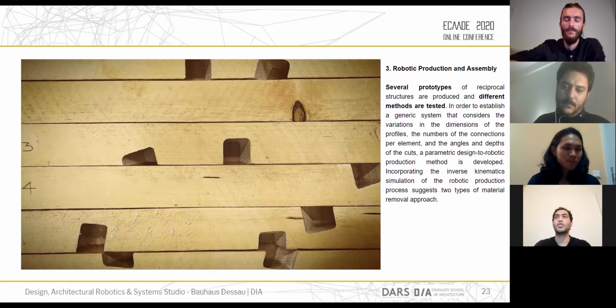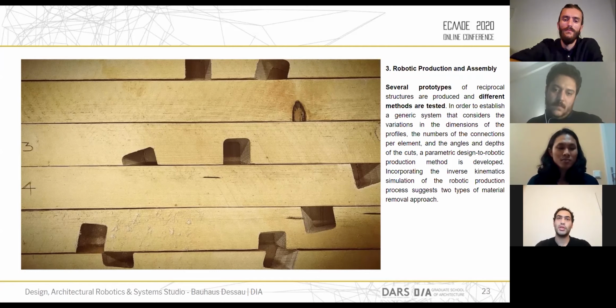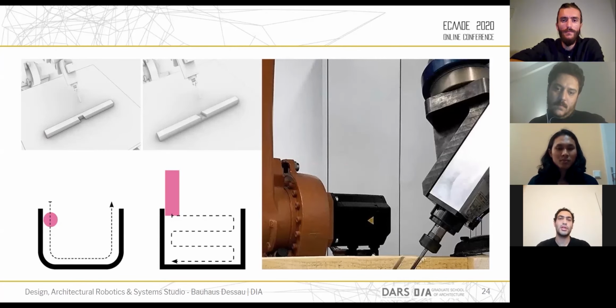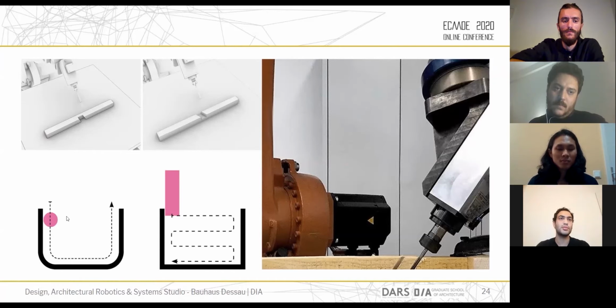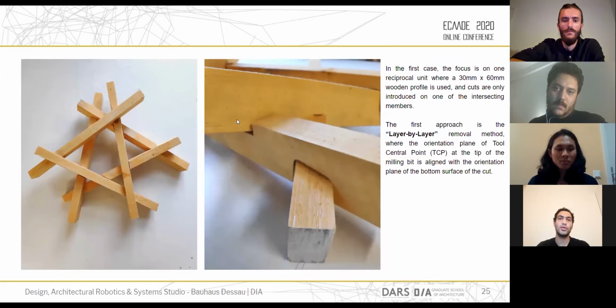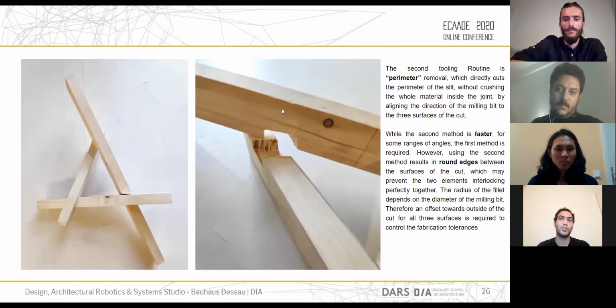Thank you, Iwan. To set the robotic production and assembly workflow, we have run different tests with the robot, and we tested two milling methods. The first method was the layer by layer cutting method, and the other method was the parameter method. For the first trial we did for production, we created the notches just in one of the elements of the reciprocal structure. On the other hand, in the second case, we made the notches in both members. This makes the production time longer in the second trial, but it also made the connection stiffer, and it helps the assembly.